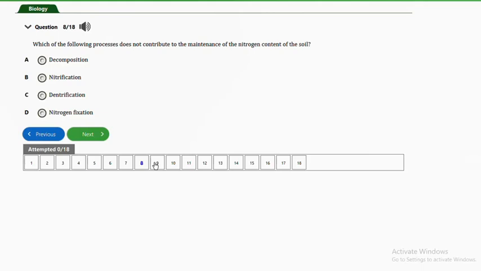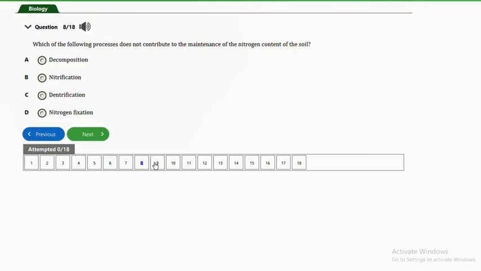The question says, which of the following processes does not contribute to the maintenance of the nitrogen content of the soil? A, decomposition, B, nitrification, C, denitrification, and D, nitrogen fixation. So guys, the answer to this question is option C, and that's denitrification.